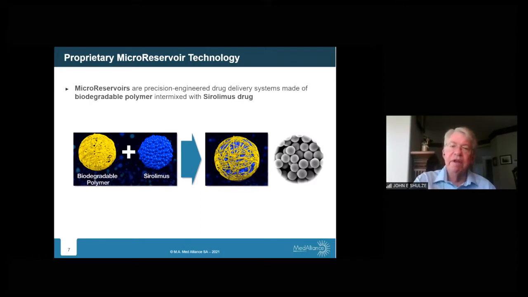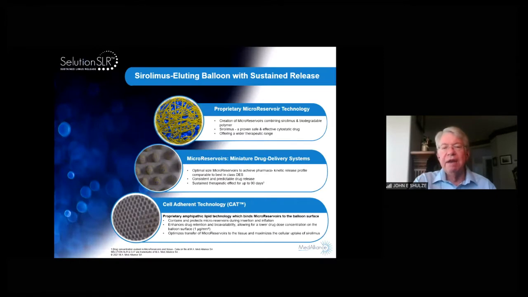to 90-day period. That is then combined, the microreservoirs are bathed in a cell-adherent technology. This is an absorption enhancer, which increases the delivery efficiency of the sirolimus into cell membranes, which is based on amphipathic lipid technology, which was developed by Metalliance specifically for a new generation of drug-coated balloons.